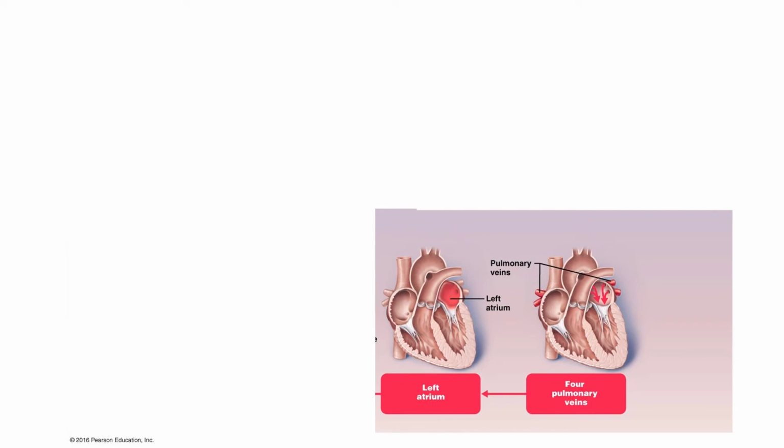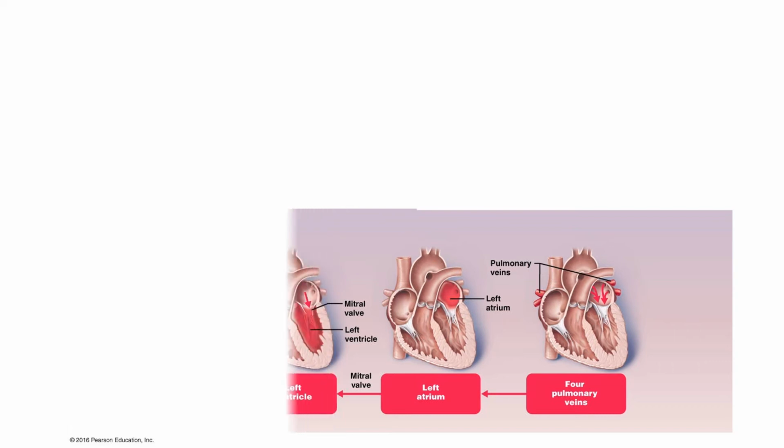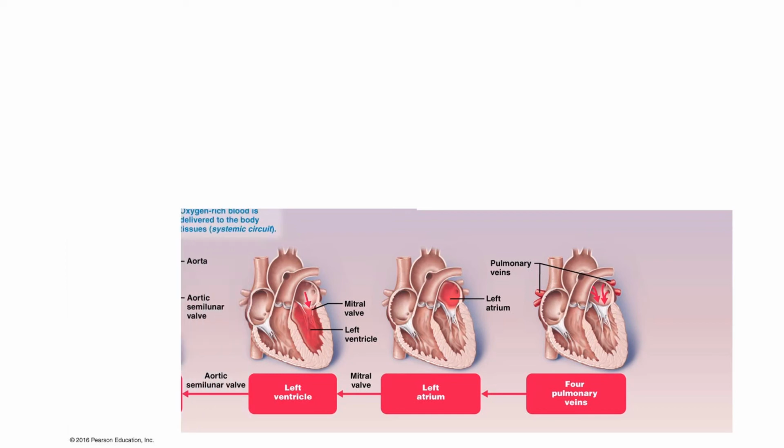The left atrium contracts and squeezes blood down through the mitral valve, which can also be called the bicuspid valve, into the left ventricle. As the left ventricle starts to fill with blood and pressure increases, it slams the mitral valve closed. Eventually, enough pressure builds up that the aortic semilunar valve will start to open.